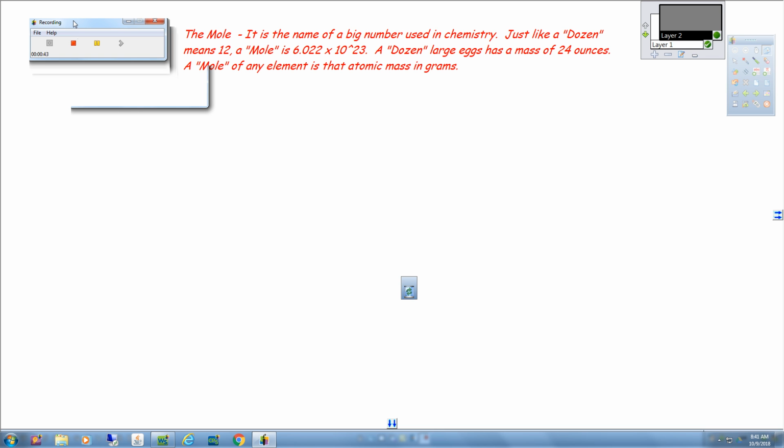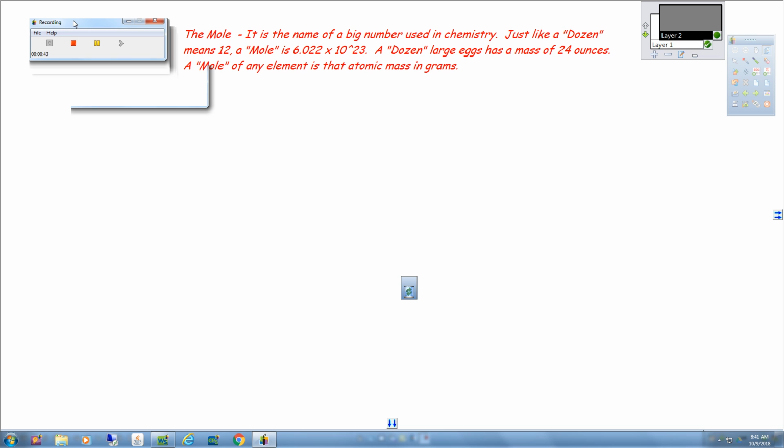And it means 6.022 times 10 to the 23rd of anything. So for instance, if I had a mole of red hot candies, that would be large enough to fill the earth 3 feet deep, including the oceans, of red hots. So why this huge number? Well, we use this huge number because atoms are so incredibly small. And it takes tons of them, like a mole, just to make a few grams sometimes.